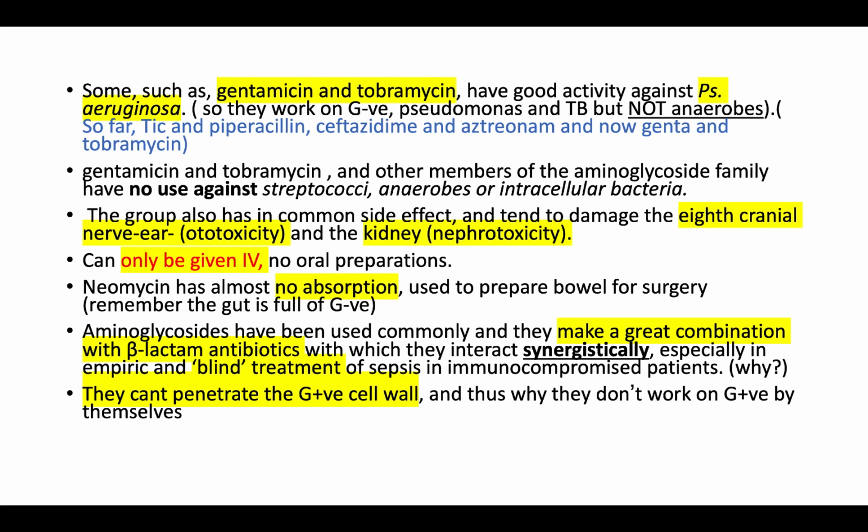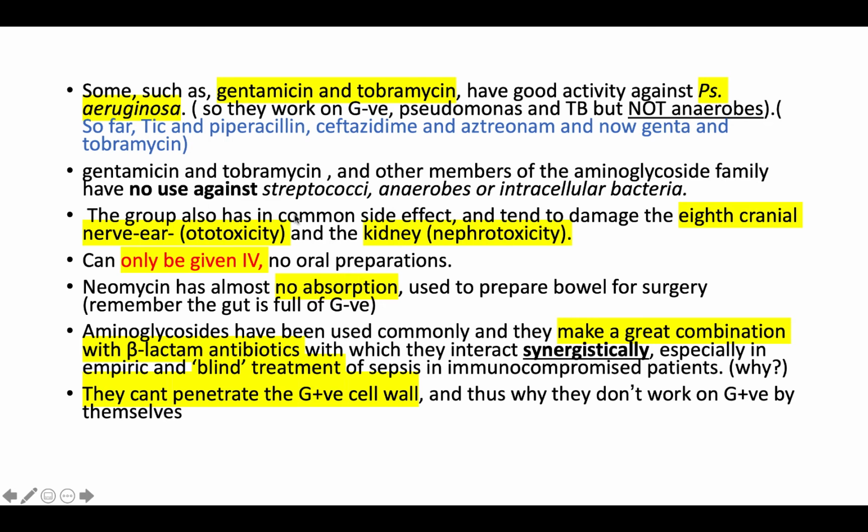Some such as gentamicin. Gentamicin is one of the most commonly used aminoglycosides. مع tobramycin, they have activity against Pseudomonas. So now we have ticarcillin, piperacillin, ceftazidime, حكينا aztreonam, and now we have genta and tobramycin. These are now هل جمعنا شوية drugs for the Pseudomonas. So gentamicin, tobramycin, other members of the family have no use against gram-positive streptococci or certain anaerobes, ولهم intracellular اللي بنستخدم لهم الدوكسيسايكلين.